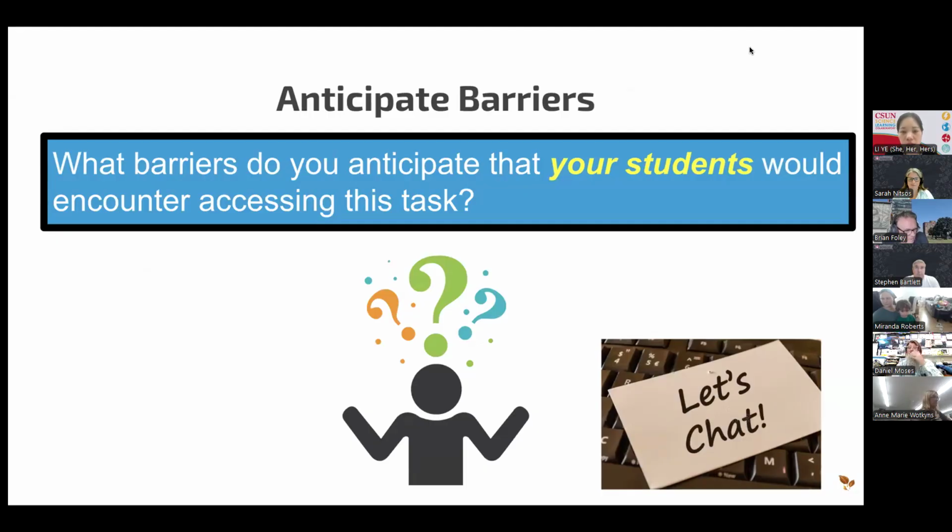All right, so this is another question to think about. What barriers do you anticipate that your students would encounter accessing these texts? Obviously, not all students have the same background, same experience. So what are the barriers that could be for students to answer or to understand these tasks?